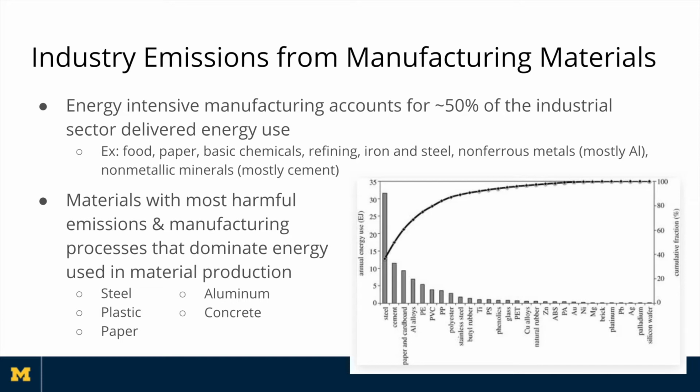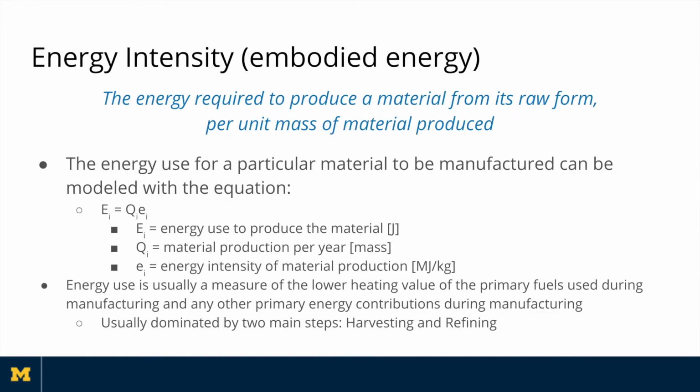These top five materials dominate the entire world material production sector, whether measured by energy used or carbon dioxide emitted. Energy intensity, or embodied energy, is defined as the energy required to produce a material from its raw form per unit mass of material produced. The definition of energy intensity may vary based on the scope defined, but for this lecture, we will consider it to be the energy to manufacture materials.